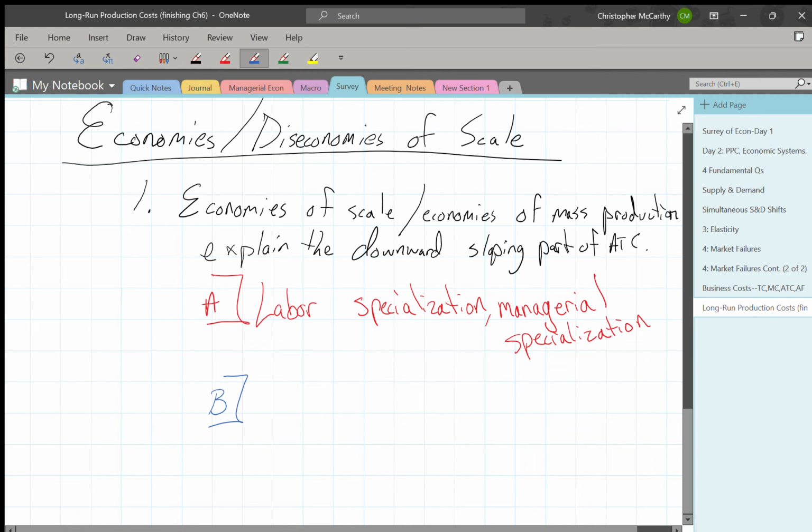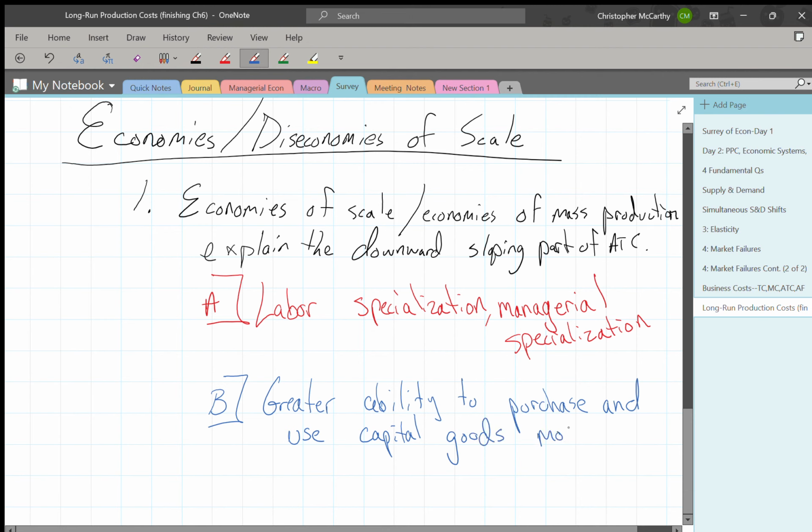Also, the larger you are, you have a greater ability to purchase and use capital goods more efficiently. So we'll get into some examples of that in a second.